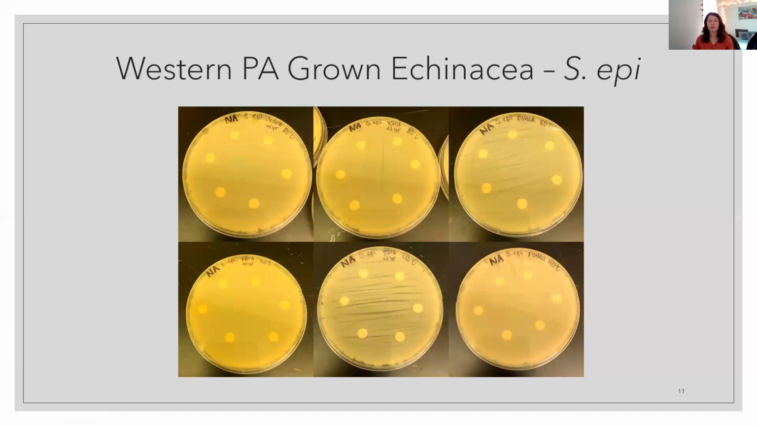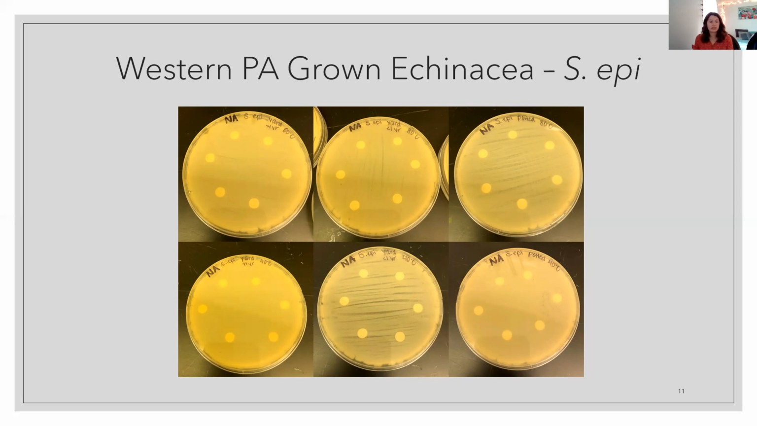In contrast to that, whenever we saw the results from the Western PA grown Echinacea with the Staph epidermidis, what we saw was that there was no evident interaction happening whatsoever. We had full lawn growth across all of the plates. So it wasn't specifically around the discs. There were no zones of inhibition, and these were for all of the samples.